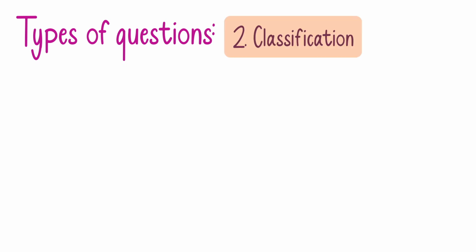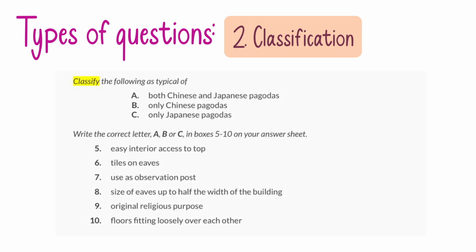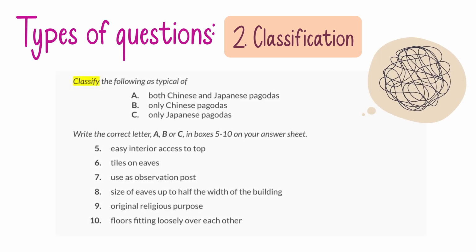The next type of question is classification. Oh, one of the most difficult question types in IELTS. You have to classify something with something else. The reason and the result of something, right? This type of question is mostly in order, but not all the time, right?